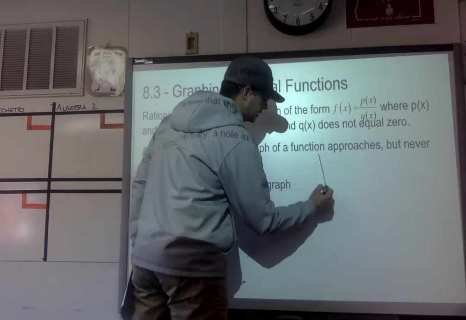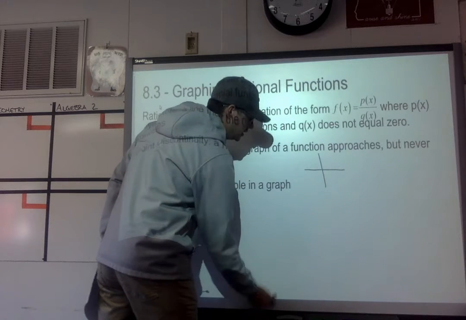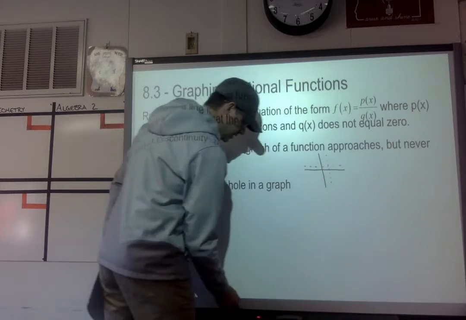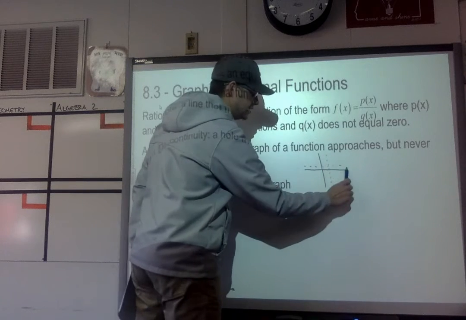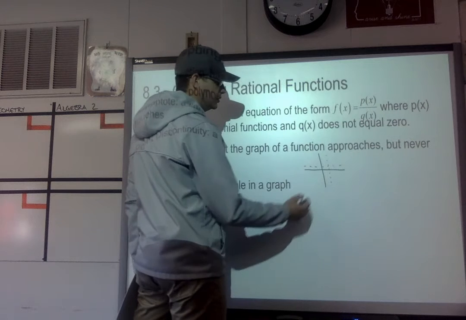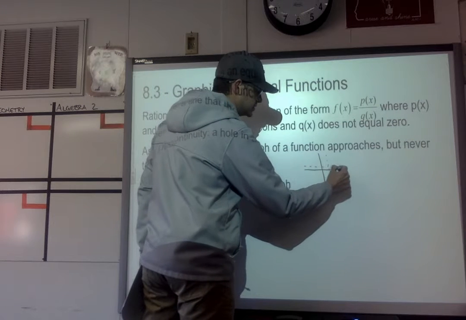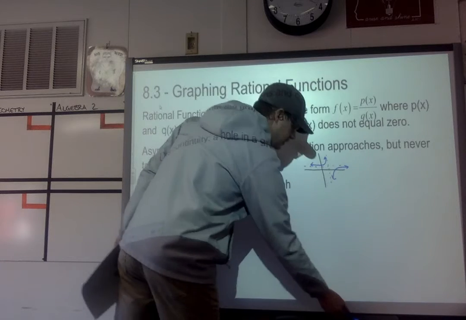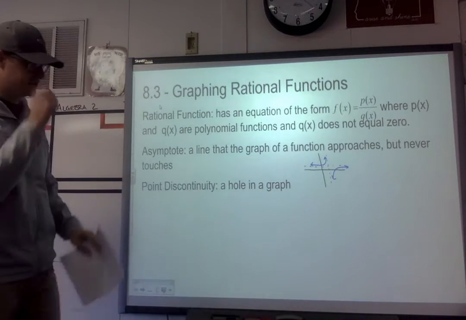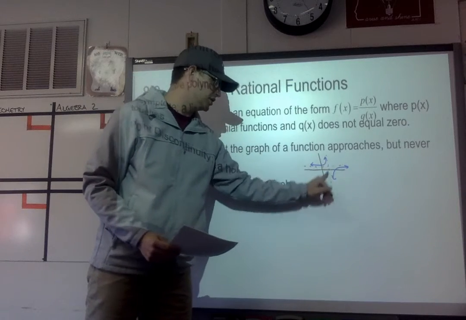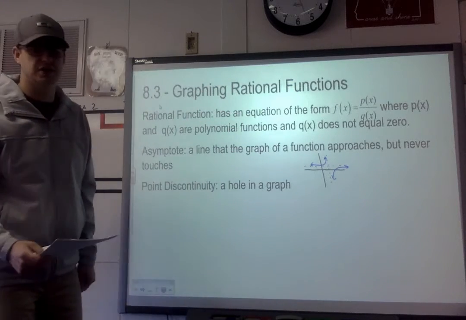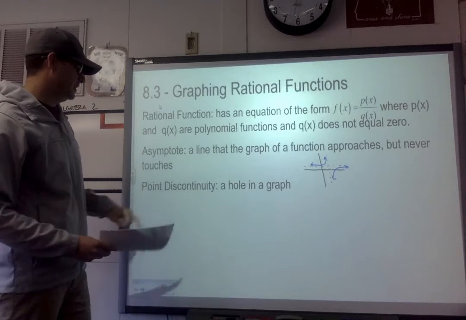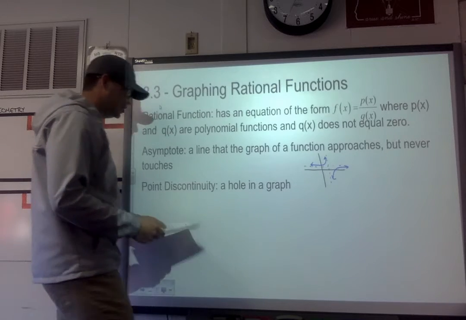So what that looks like, if I've got my coordinate plane, I'm going to draw in the red dotted lines, which are going to be a horizontal asymptote and a vertical asymptote. And then our graph would look something like this with our blue lines. So it would be two curved lines that approach those dotted lines, the vertical and horizontal asymptote, but never actually touch them. Then we have point discontinuity, which is a hole in a graph.